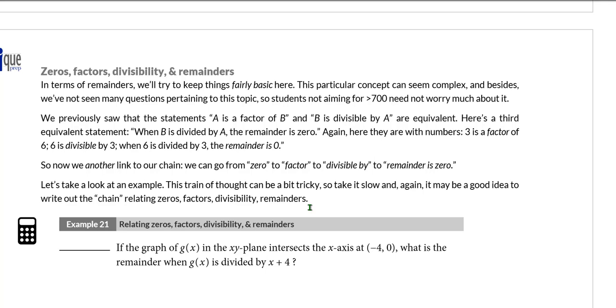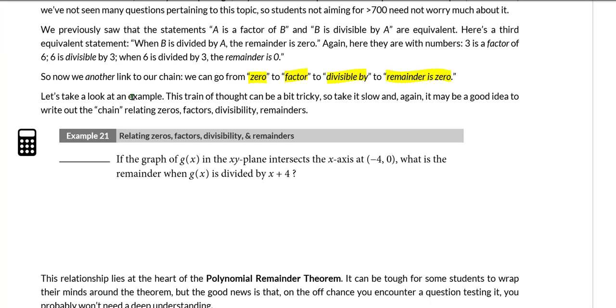So at the top of the page here, we really just reiterate the information that we talked about on the previous page. We reiterate the idea of that chain where we go from 0 to factor to divisible by to remainder is 0. Example number 21 is really just going to require us to incorporate that very last step of the chain, the remainder is 0 step. So on example 21, if you're feeling bold and want to try this question on your own, go ahead and do so.